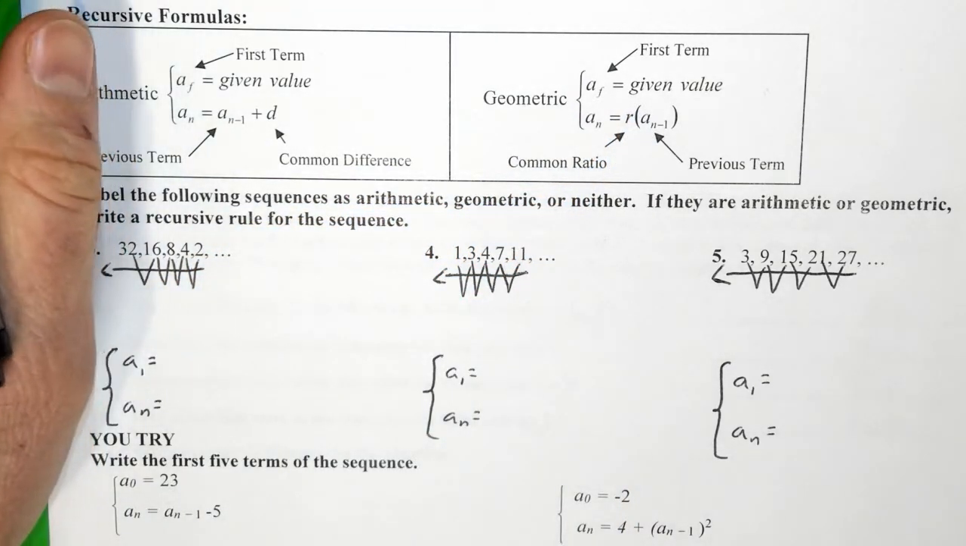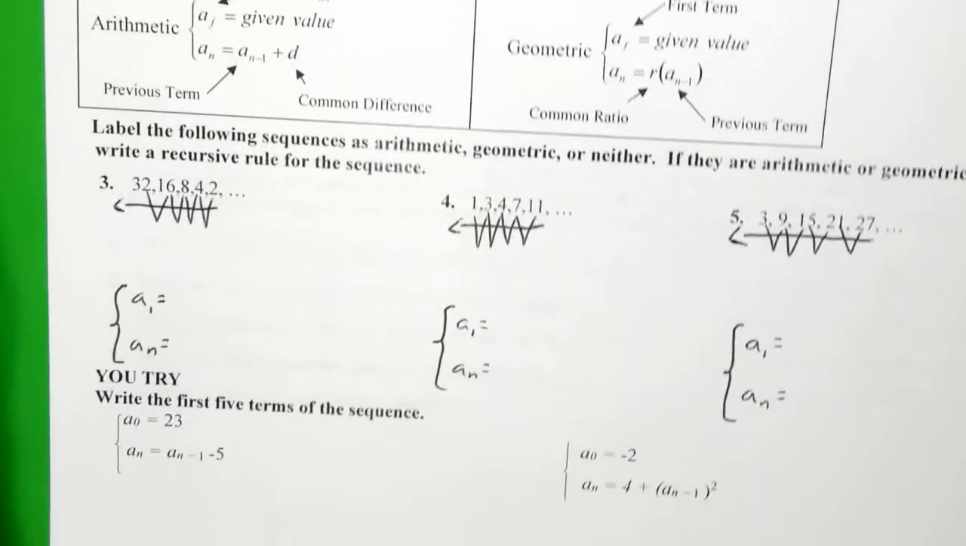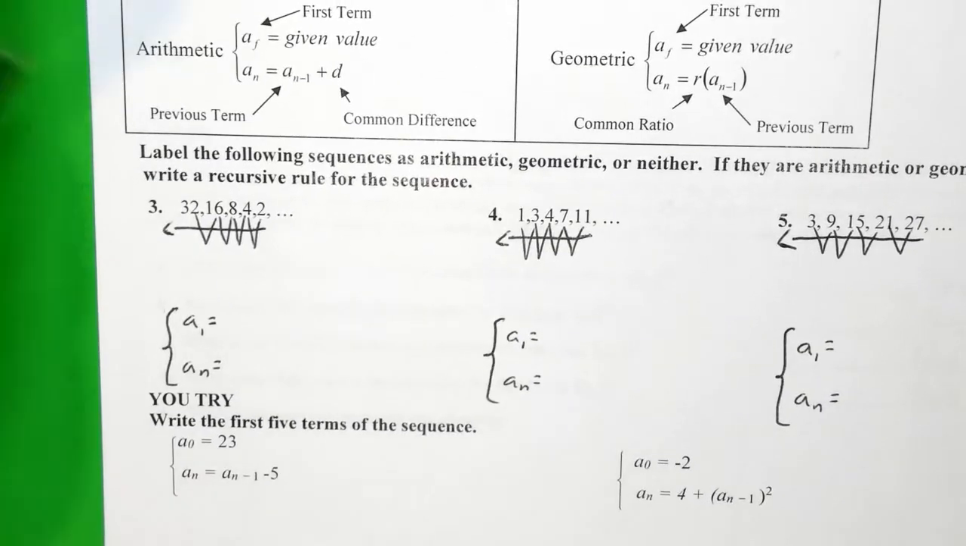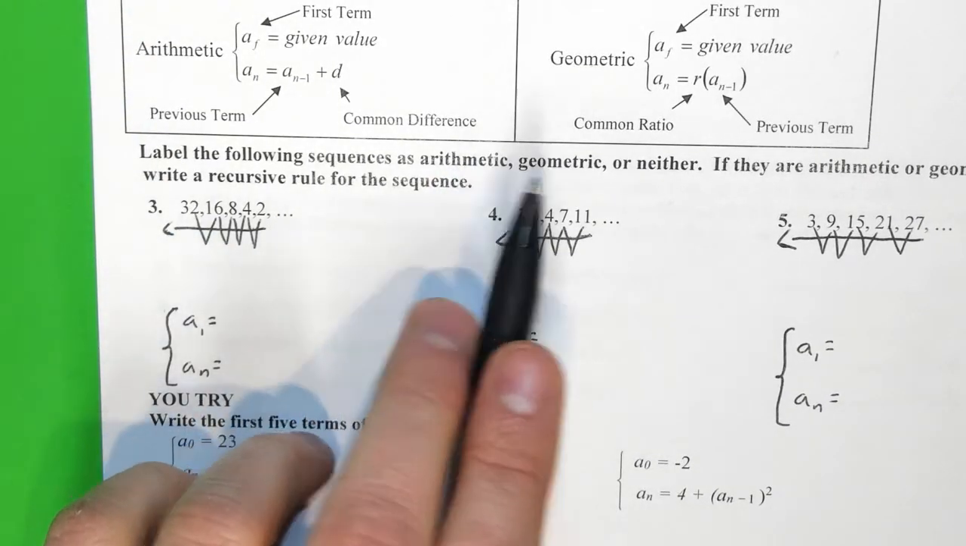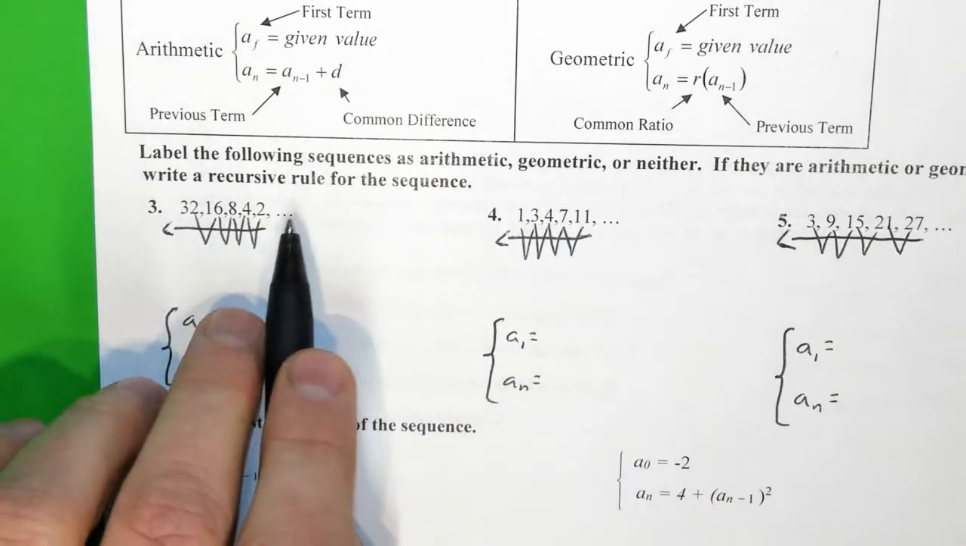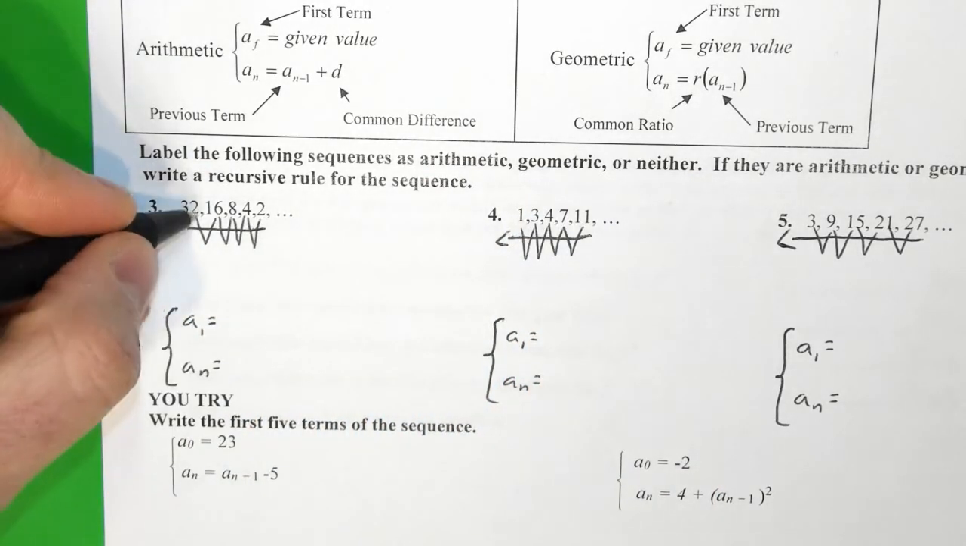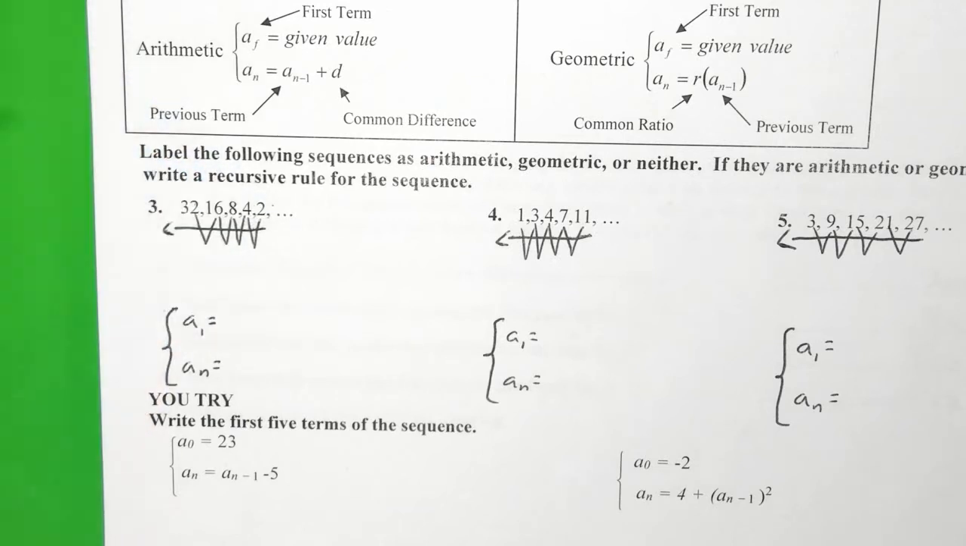All right, let's try it. So the first thing that we're going to do is something similar to what we had done in section 8.3. We're going to have to make the choice as to whether it's arithmetic, geometric, or neither. When you're looking at these, some of you might just be able to tell. You might be able to jump very quickly from one term to the next.